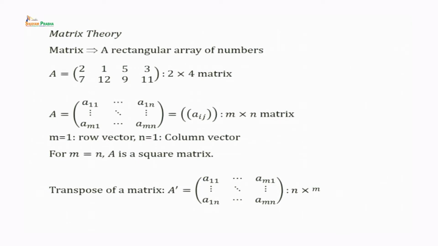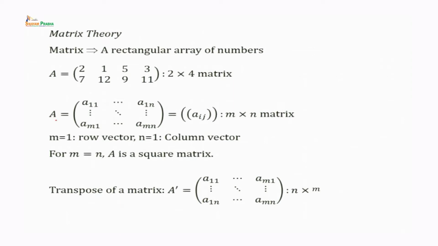So, what is a matrix? It's simply a rectangular array of numbers. Say for example, this is a 2 by 4 matrix, its elements are real numbers. The matrix has 2 rows and 4 columns. So, that is why it is called a 2 by 4 matrix.